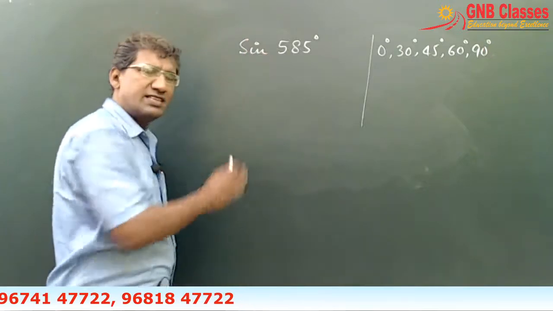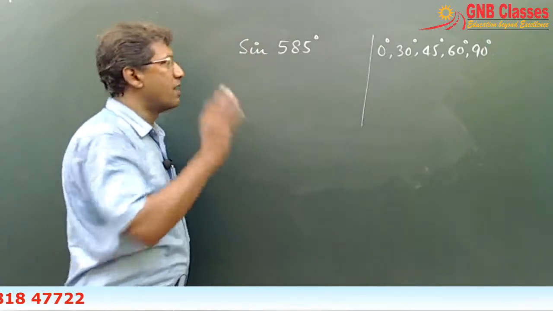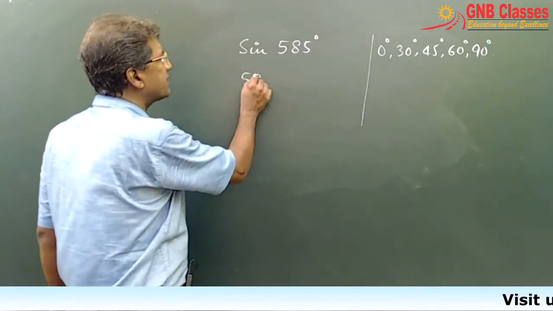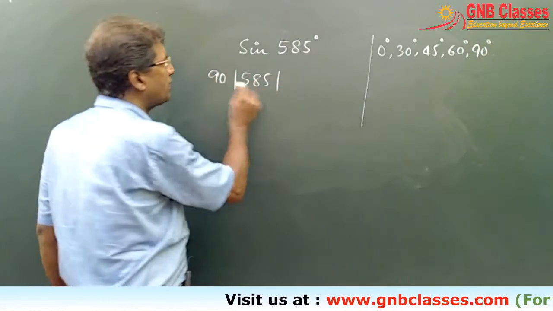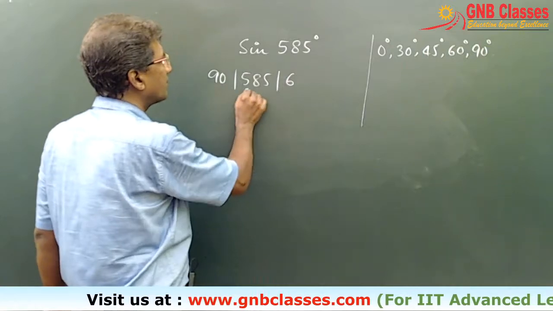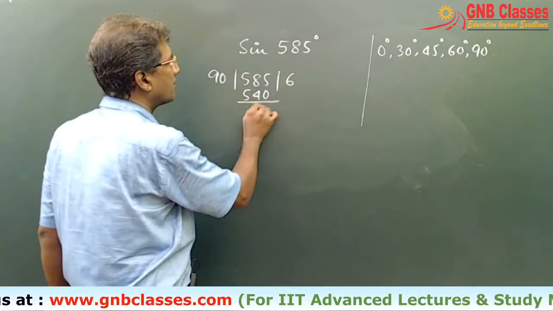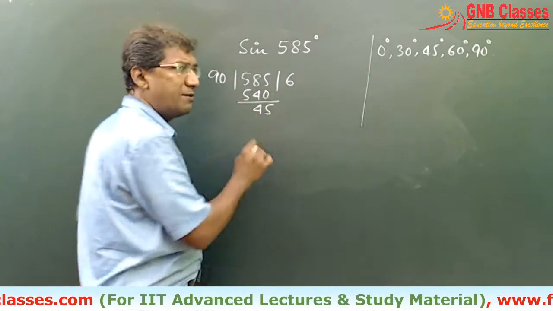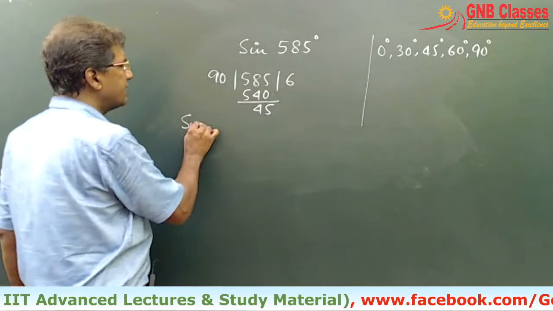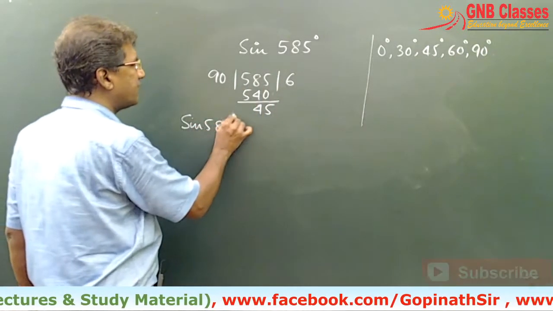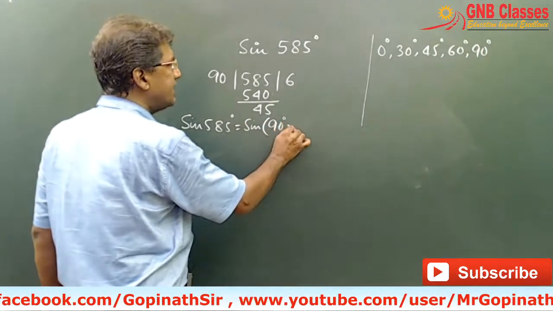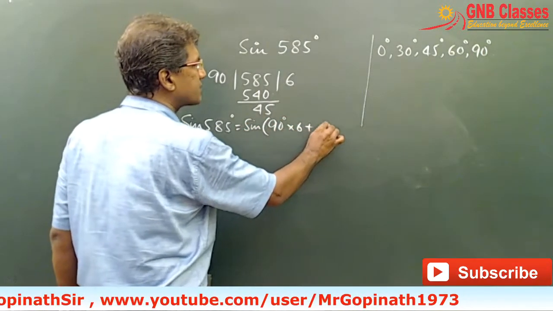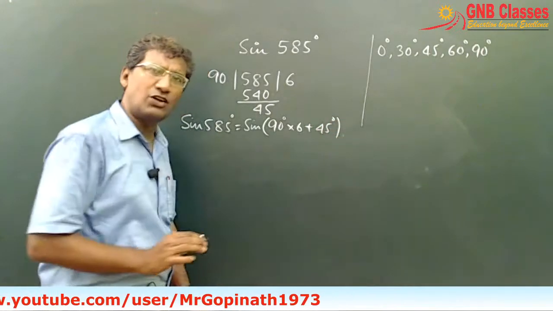Now, we do this sum in 2 parts. First, you will simply divide 585 by 90. So, what are we getting? Is it clear? So your sine 585 degrees can be written as sine of 90 into 6 plus 45 degrees. Am I correct or not?